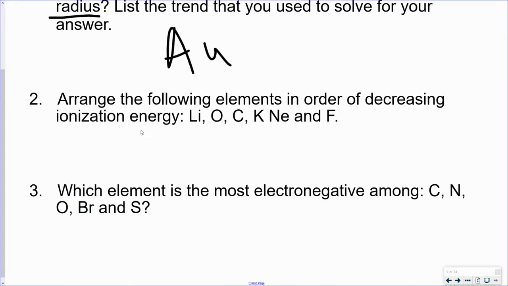For question 2, it is to list ionization energy in decreasing order. So who has the highest ionization energy? Well, the highest ionization energy would be as far to the right and up as possible. So that would be fluorine. Then we're going to look for the one closest to fluorine. That would be oxygen. Well, I'm sorry, neon would have the highest ionization energy. Then fluorine. Then oxygen. Then carbon, and then lithium.